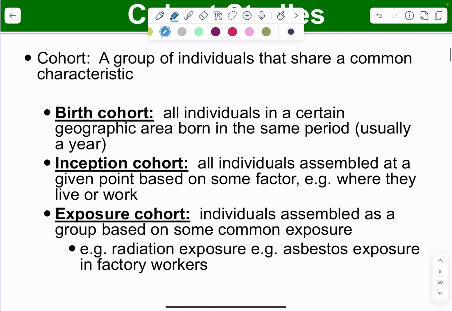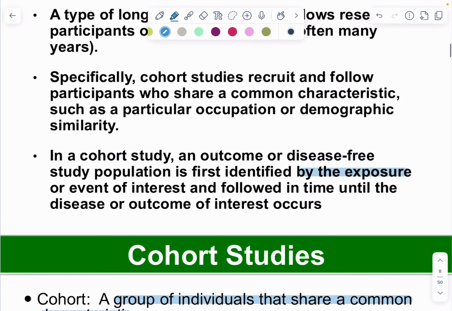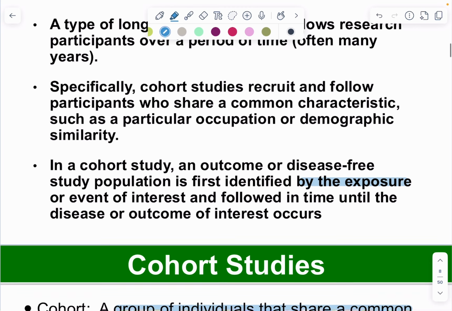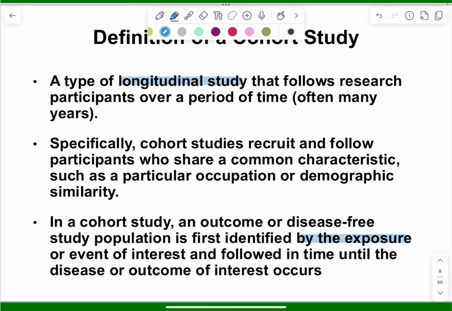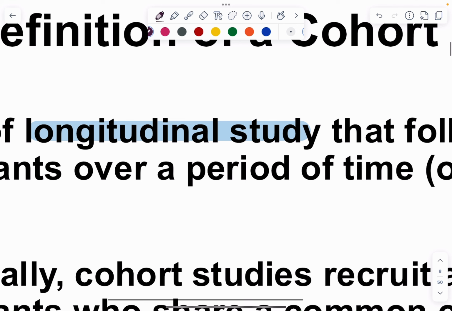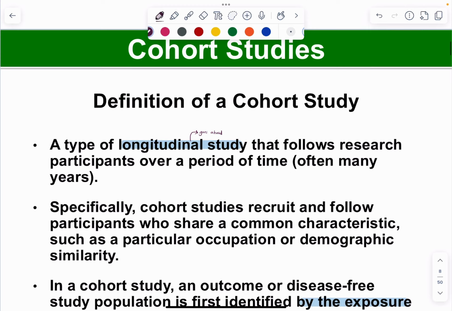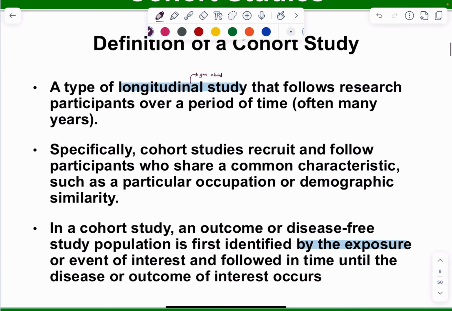Like for example, but first of all, let me see if everything is covered here. So this is the cohort study; I'll give you the examples afterwards for all those. Cohort basically is a type of longitudinal study. Longitudinal means which goes ahead, that follows research participants over a period of time, for many years. So this is something which is specified for a cohort study. It goes from present to future. That's why we call it prospective. Prospective means going forward.